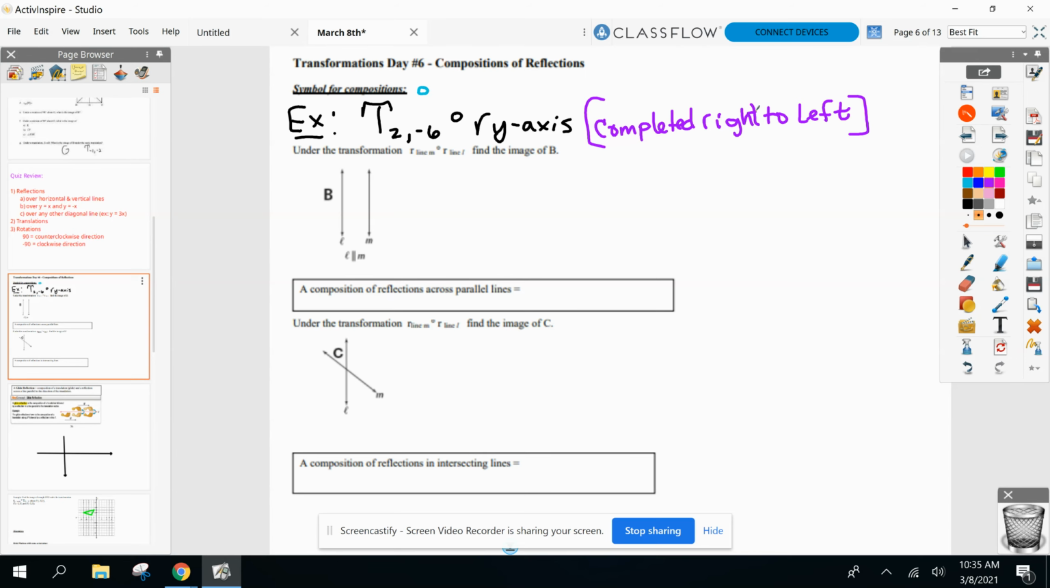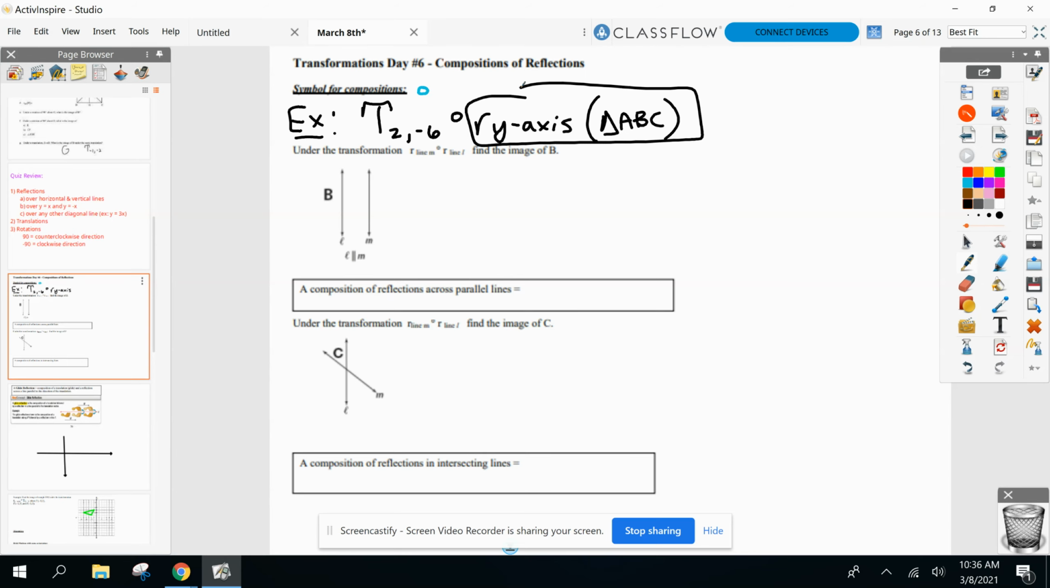Why are they completed right to left? I don't know if this is 100% true, but here's my guess: when you write them, what you're going to complete the composition on is written right here. So you're going to do this composition on ABC, and I'm assuming because they're right together, that I'm going to do that first and then work to the left. Okay, that's my bet. I don't know if that's 100% correct, but that's my thinking. All right, so if I was asking you to do this composition on triangle ABC, we'd first reflect, take those points, and translate. All good?